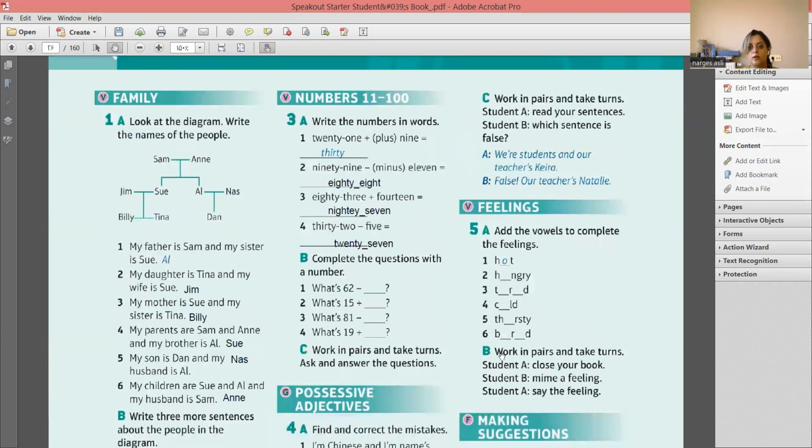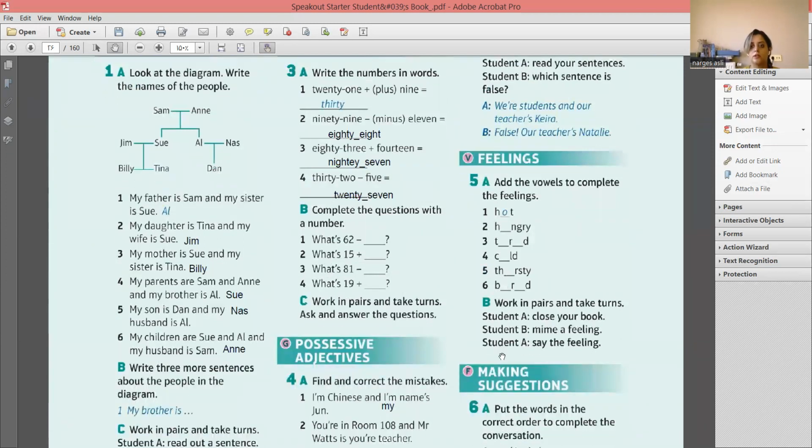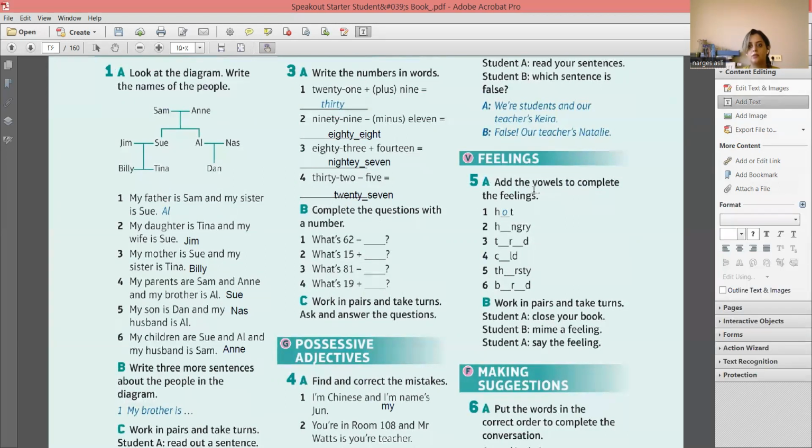Add vowel to complete the feeling. Vowel ها چند تا بودن؟ O, I, A, E. Hot. Hungry. Hungry میشد گرسنه.